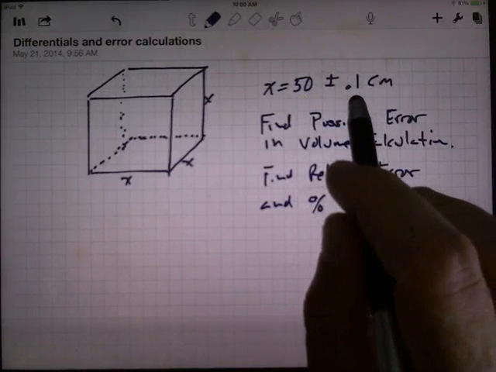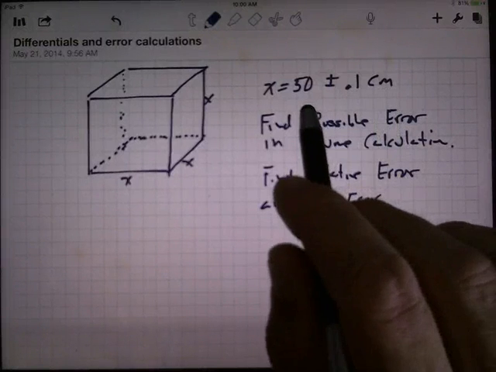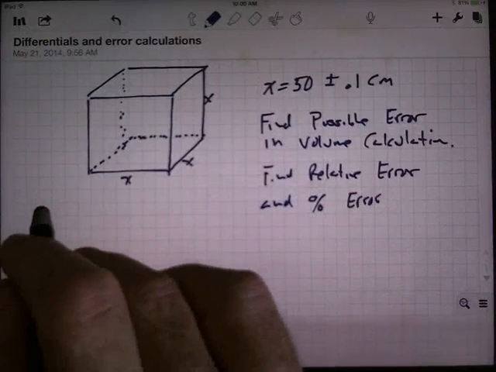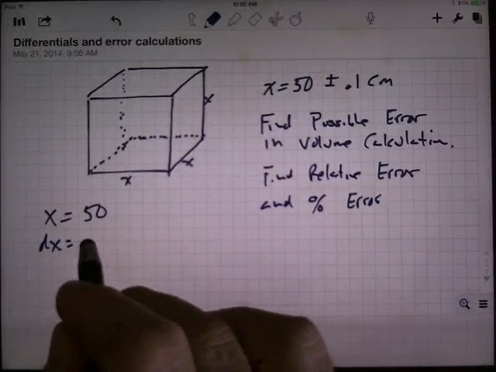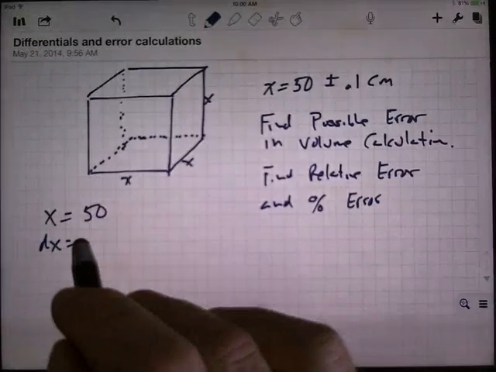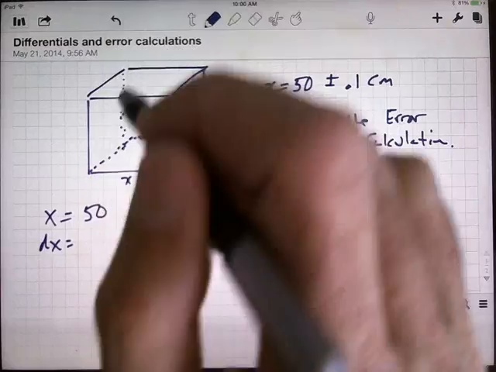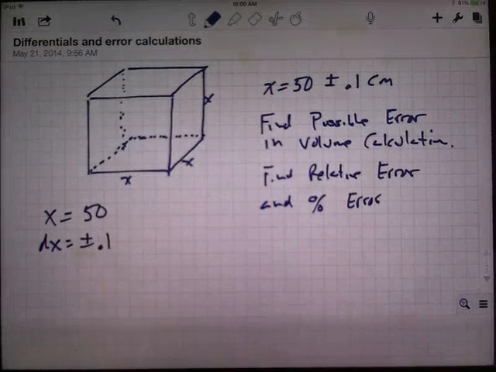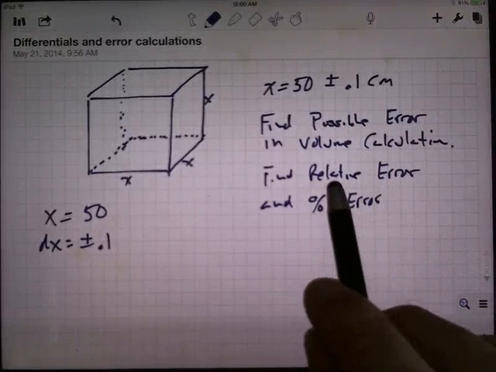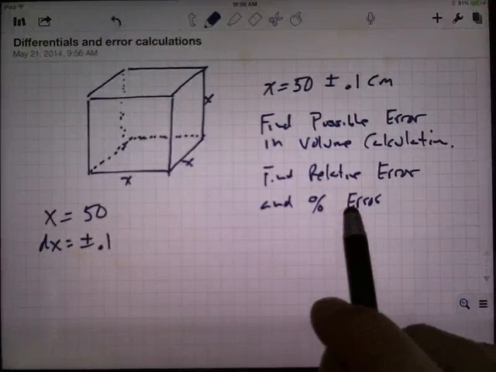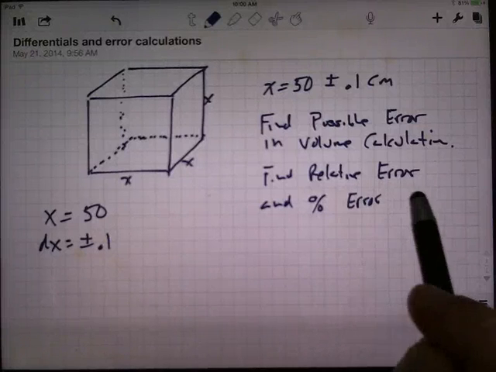But I know my measuring stick is only good to plus or minus 0.1 centimeters. So essentially I'm saying that x equals 50, but dx might be as much as plus or minus 0.1, right? It might be as big as plus 0.1, it might be as little as minus 0.1. So let's say it's plus or minus 0.1. Now I want to find the error in the volume calculation, and there are these other terms I've got to introduce as well. I want to find what's called the relative error and the percent error. As I do these, we'll explain what these mean.